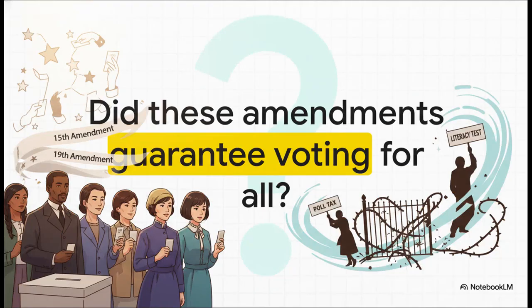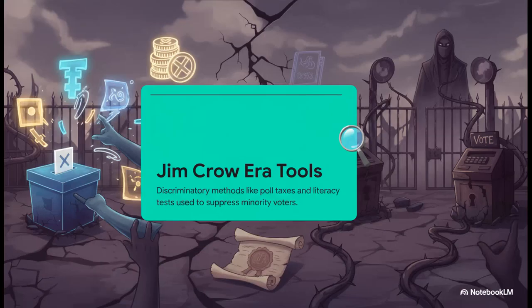But here is a critical Socratic question for the class. Did these constitutional amendments, specifically the 15th and the 19th, actually guarantee the vote for all minorities and women in everyday practice? The answer is a resounding no, and this introduces the counter-push part of our thesis.